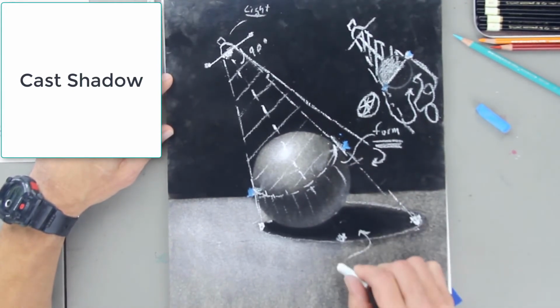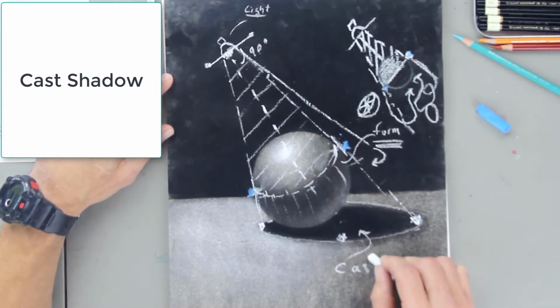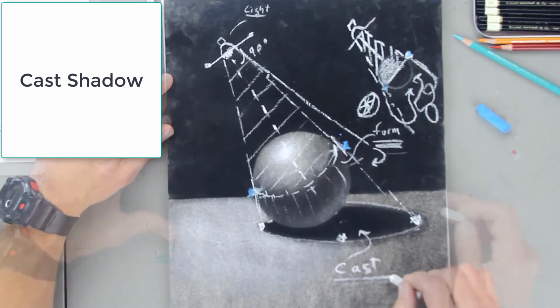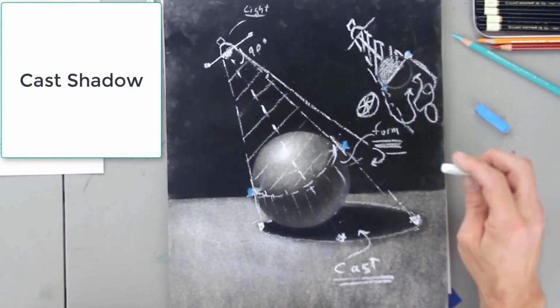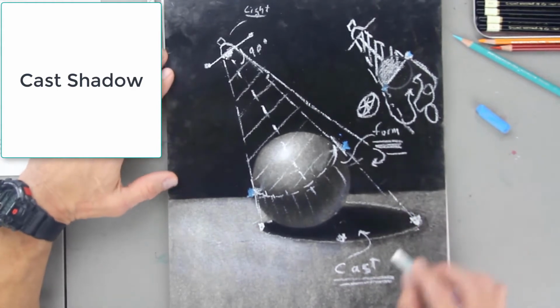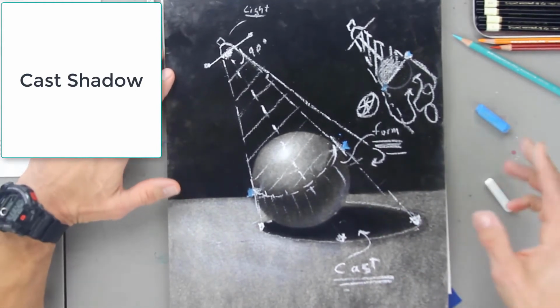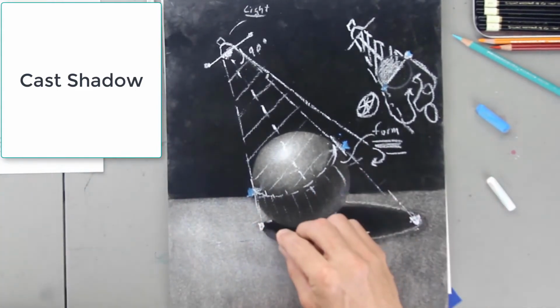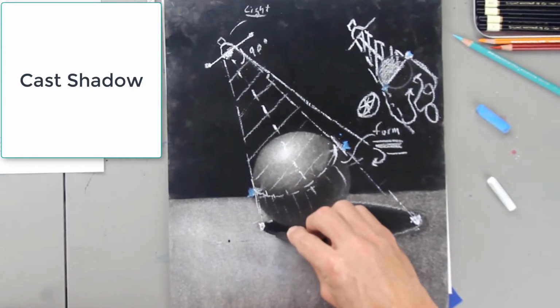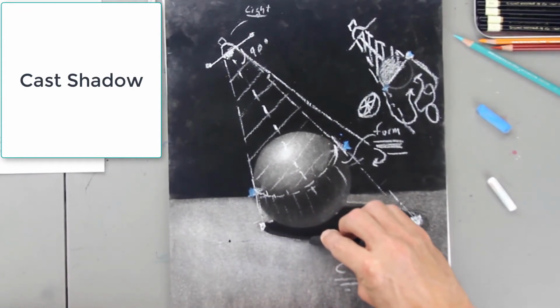This shadow is referred to as a cast shadow. So these are just two different types of shadows. Now, also while we're discussing a cast shadow, please note that a cast shadow will be the sharpest, the closest to the form that it is.